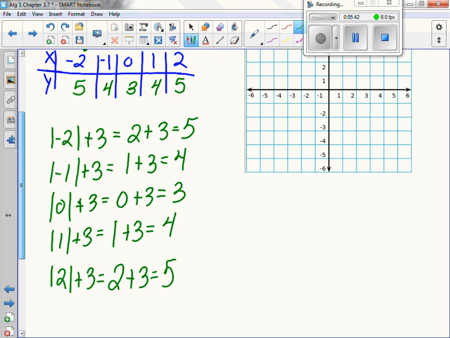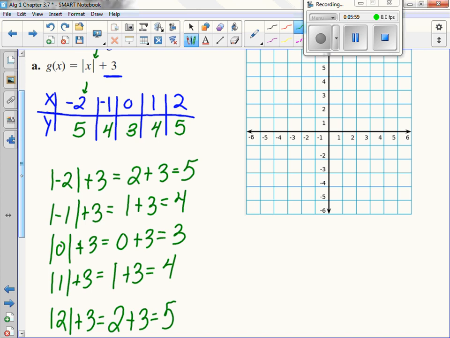Again, we're plugging these in one at a time and taking the absolute value of each. Here we take the absolute value of negative 2 plus 3, so the absolute value of negative 2 is 2, and 2 plus 3 gave us 5. We did the same thing with negative 1, 0, 1, and 2, and we got these points here. Any questions on this so far?